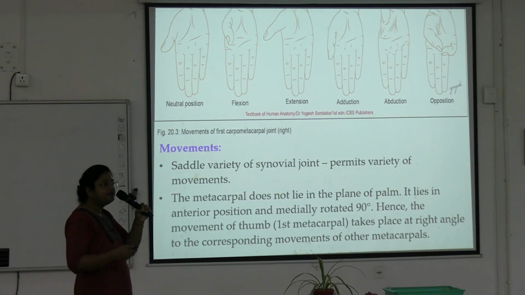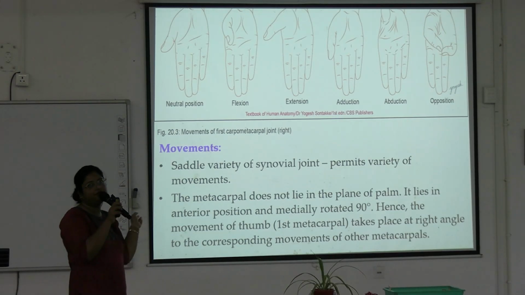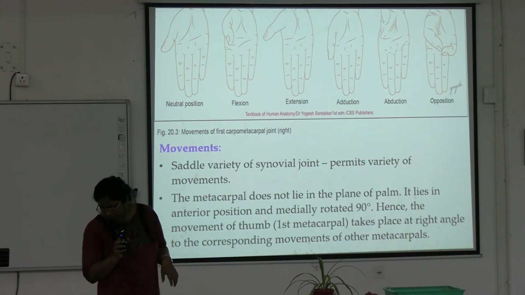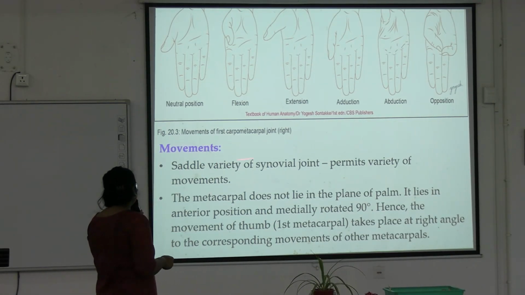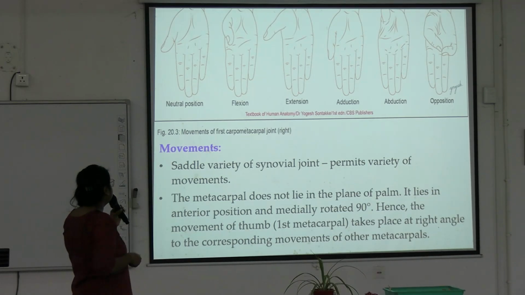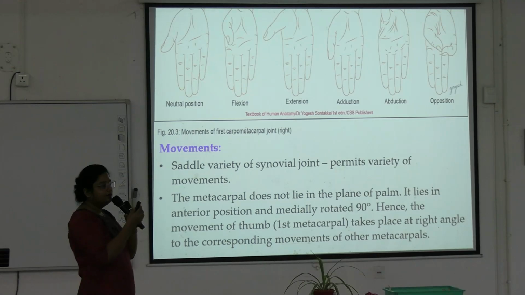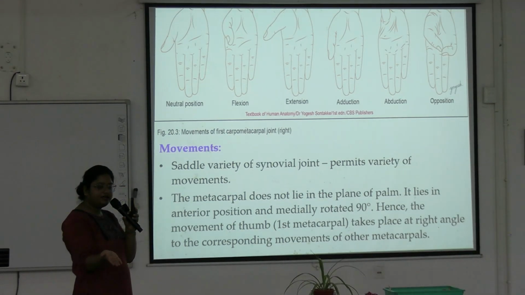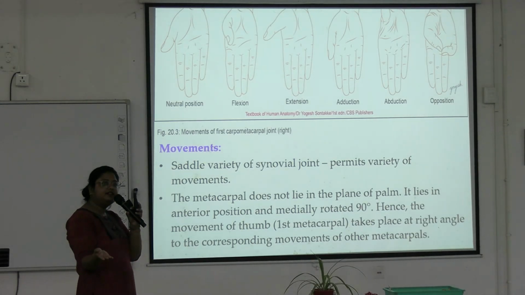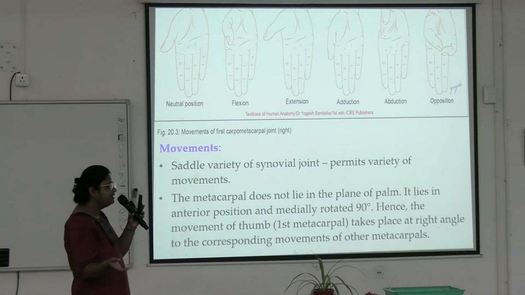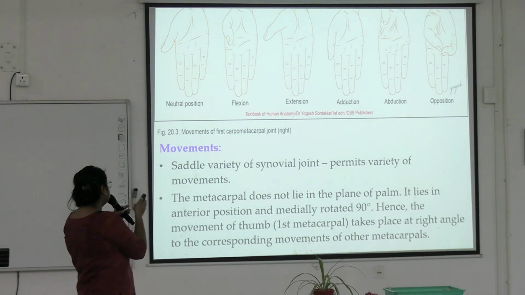Next we are going to the movements. Movements are very important for this joint. So it is a saddle variety of synovial joint permits variety of movements, and the metacarpal does not lie in the plane of the palm. Okay. Here normally four metacarpals are lying in the plane of the palm, but it is rotated, lying anteriorly and rotated 90 degree towards the medial side. Medial rotation is occurring for 90 degree.